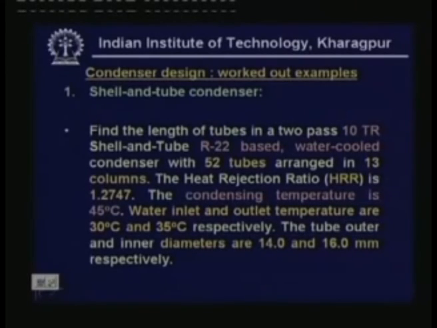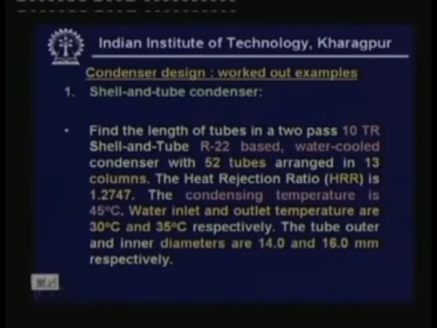The condensing temperature is 45 degrees centigrade. Water inlet and outlet temperatures are 30 degrees centigrade and 35 degrees centigrade respectively. The tube outer and inner diameters are 14 and 16 mm respectively. So, the problem must be clear to you. It is an R22 based water cooled condenser. It has 52 tubes arranged in 13 columns, and the other data is as per the problem.